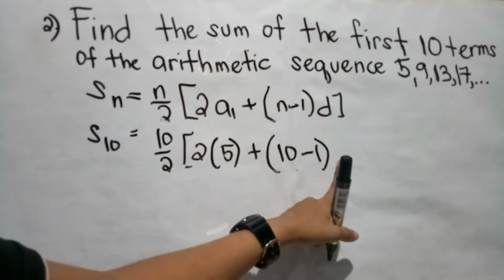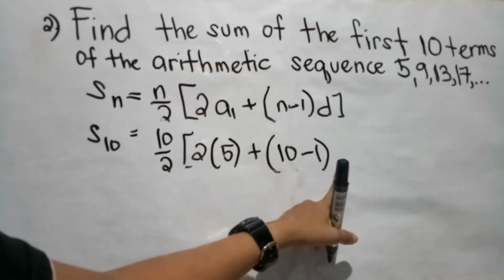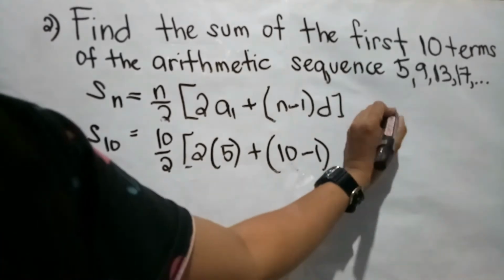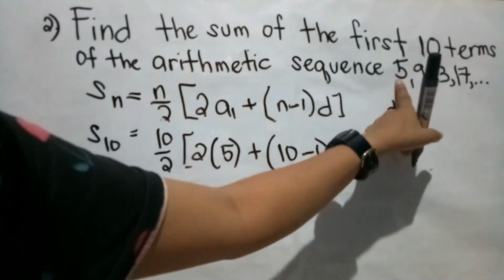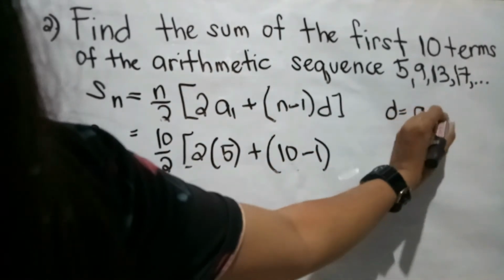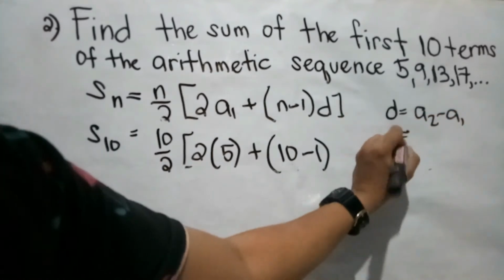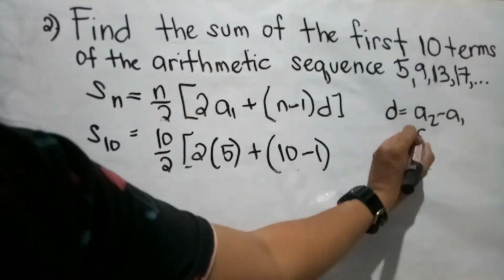How are we going to get the common difference? So just subtract a sub 2 minus a sub 1. So we have 9 minus 5.